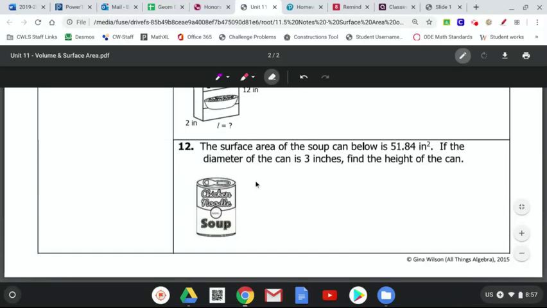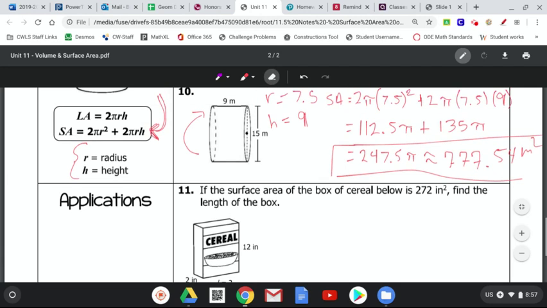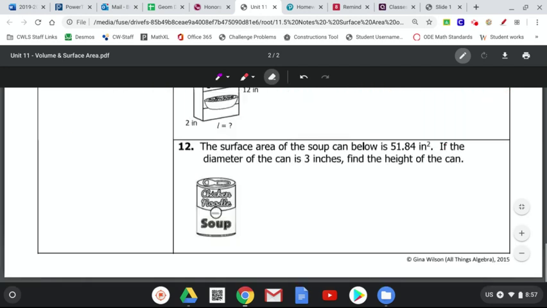So we're back to the soup can here. This is where it's a cylinder, so we know we're going to use this formula, and we know there's a radius and there's a height in that formula. However, if you look at this, it tells us that the surface area of the can is this. So in our formula, we have surface area equals 2 pi r squared plus 2 pi r times the height. We're going to take this 51.84 and plug it in for the surface area, okay?